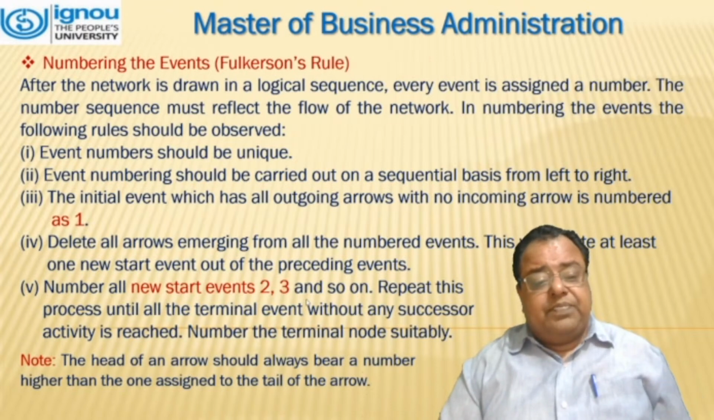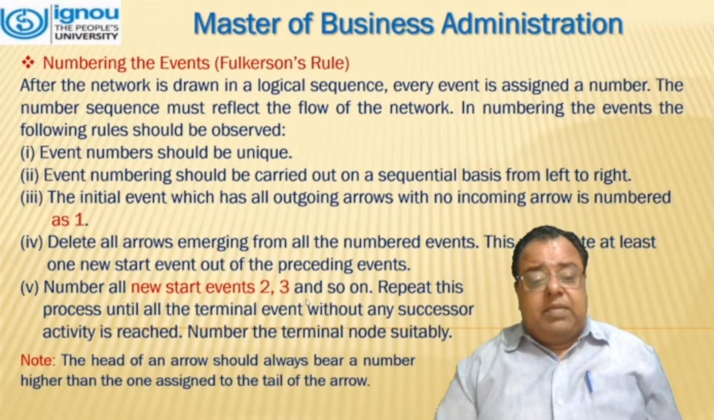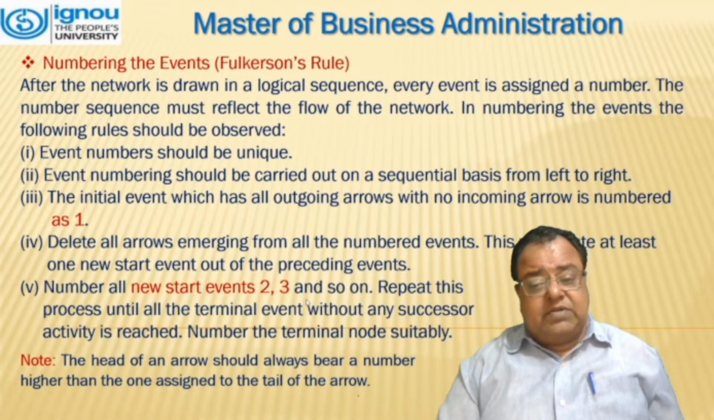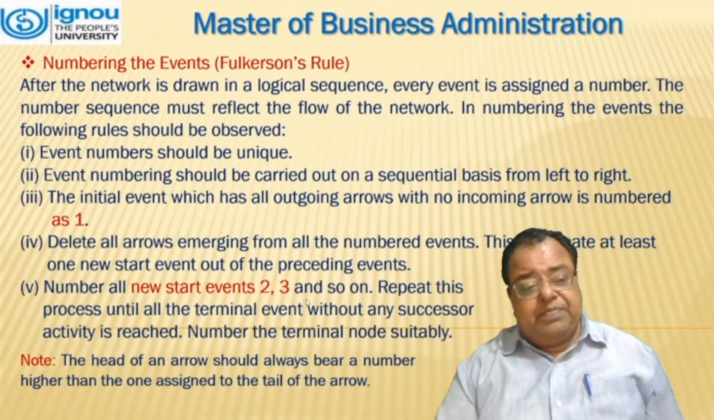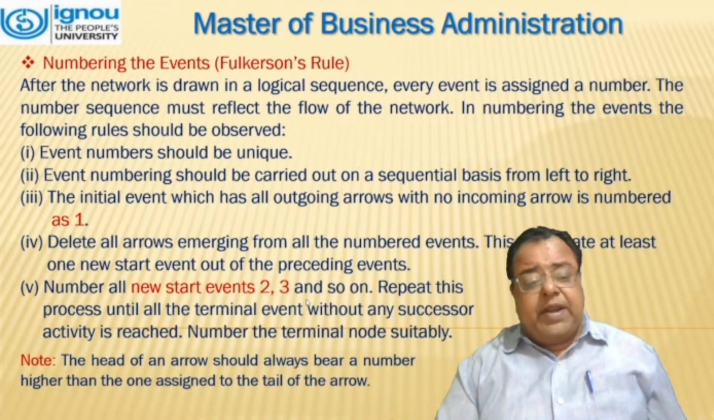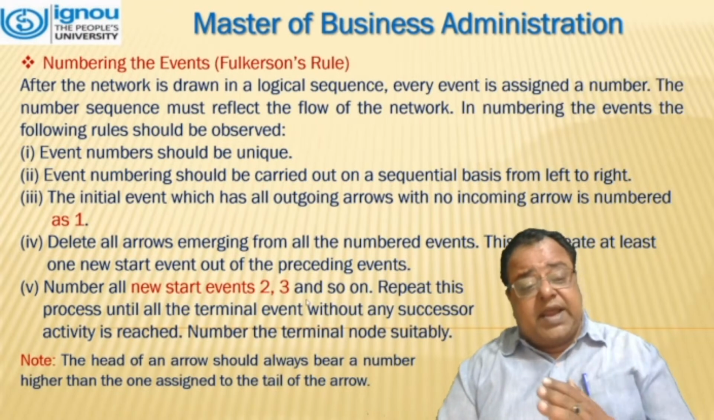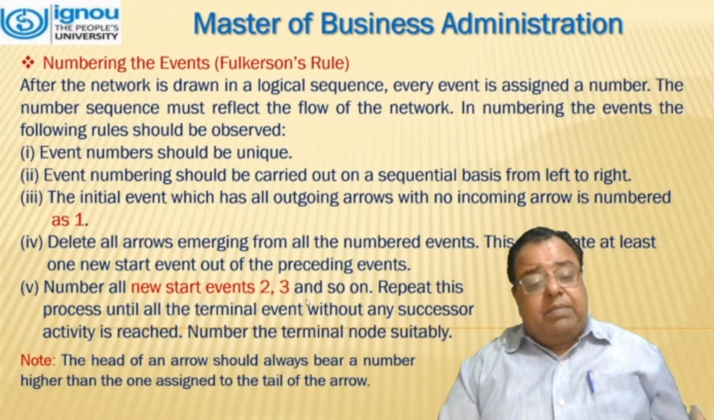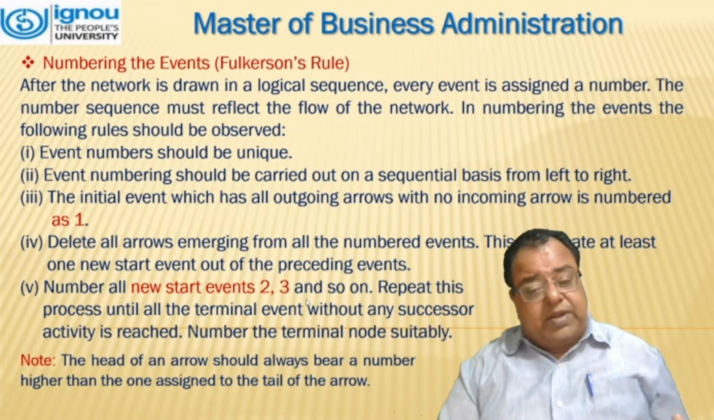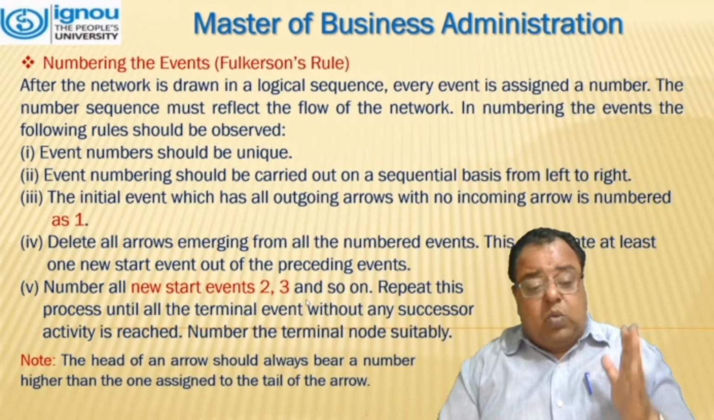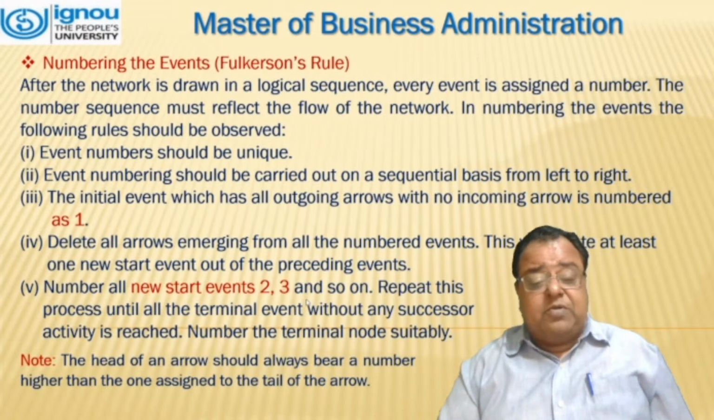Delete all arrows emerging from all the numbered events. This will create at least one new start event out of the preceding events. Number all new start events 2, 3, and so on. Repeat this process until all the terminal events without any successor activity are reached. Number the terminal node suitably. We have to note that the head of the arrow should always bear a number higher than the one assigned at the tail of the arrow.